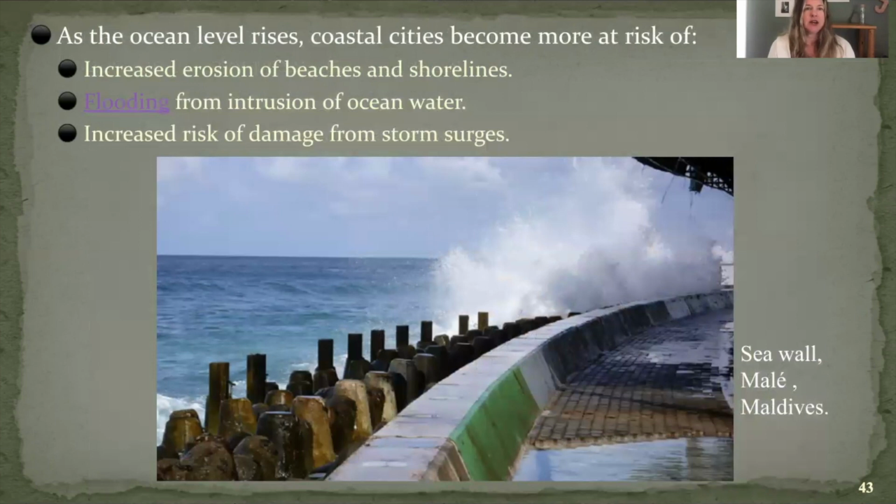Back to what I was saying. As ocean level rises, coastal cities become more of a risk: erosion of beaches and shorelines, flooding, damage from storm surges. So there's a picture of the Maldives. I apparently was on the Maldives terrain for a little while. I kept putting pictures of that in here.